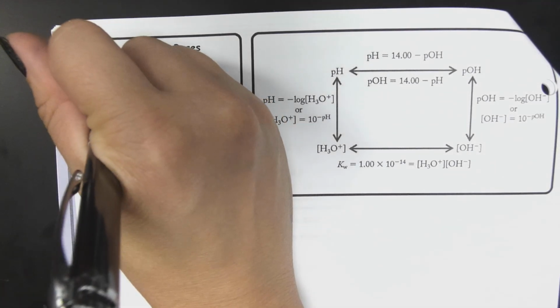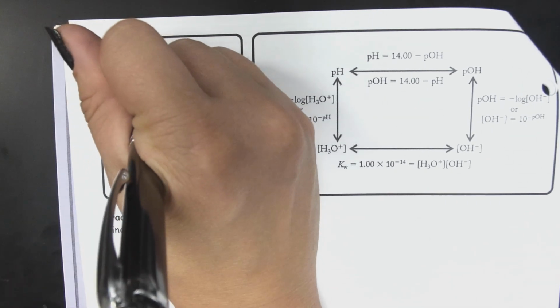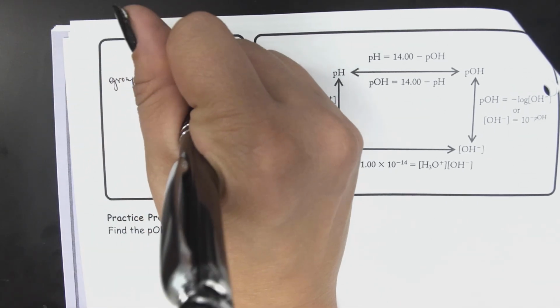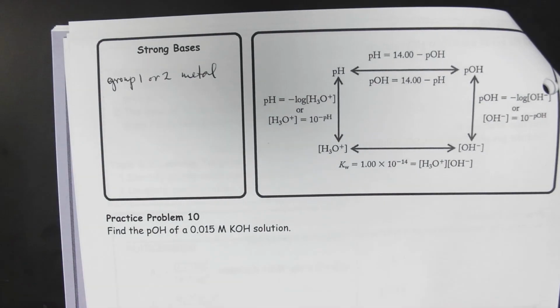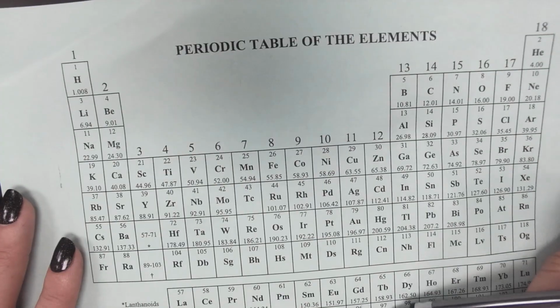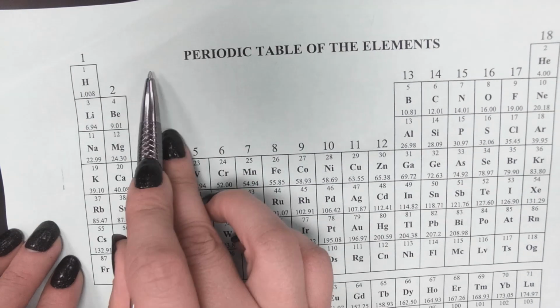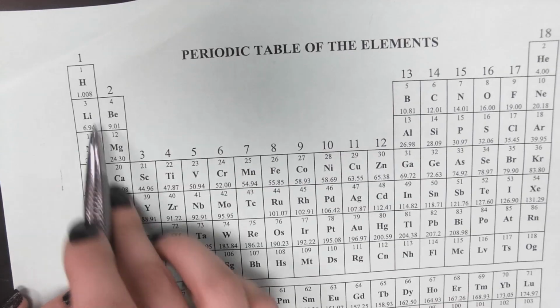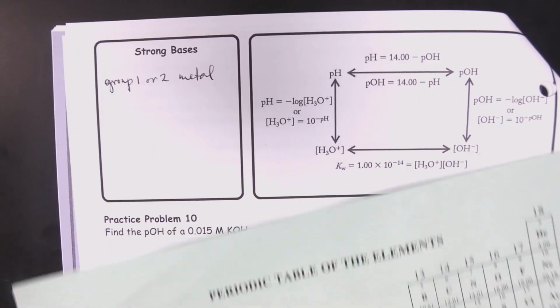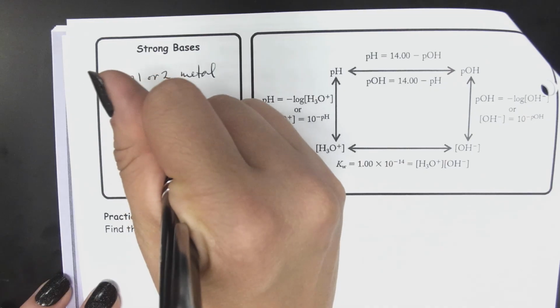A strong base is a group 1 or 2 metal. Here's what I mean when I say a group 1 or 2. If you look at your reference, your green reference, this is group 1, this is group 2. So a strong base has a metal from either group 1 or group 2, and then we add the hydroxide to it.